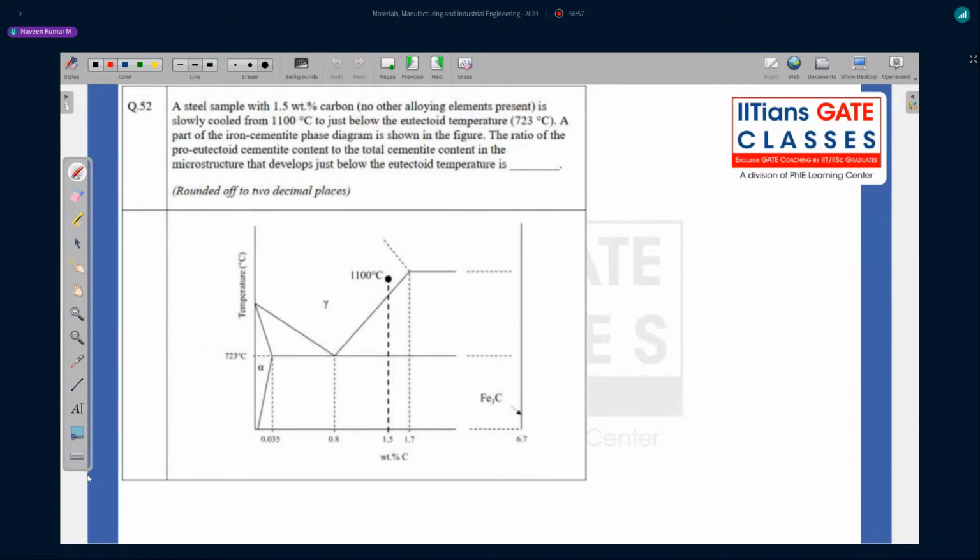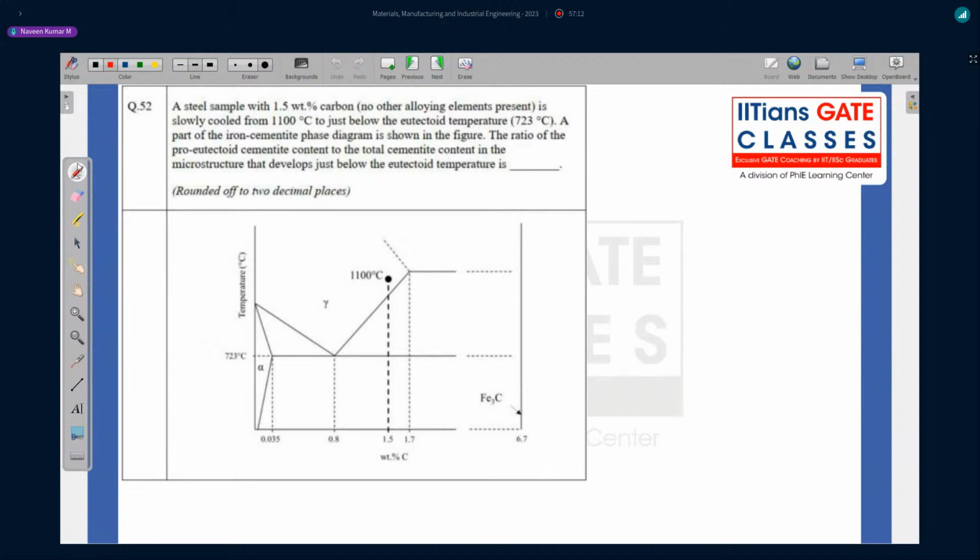Okay, fine. So this question also we can try to solve. This is a basic lever rule problem, but you have to understand the terminology here. Before applying the lever rule, we have to understand the terminology. Without understanding the terminology, there is no point in solving this question.